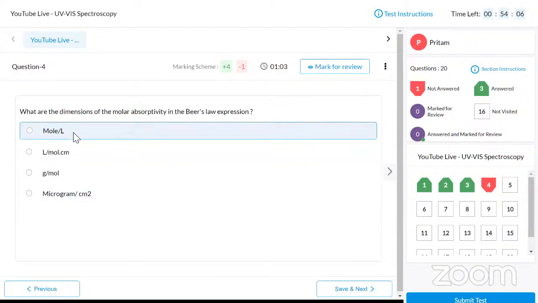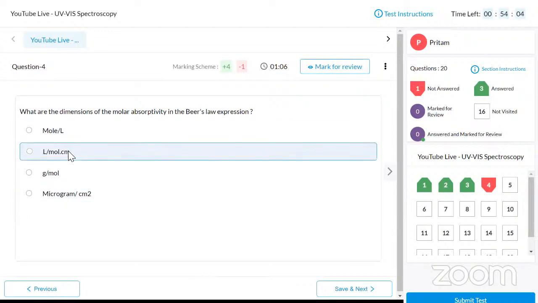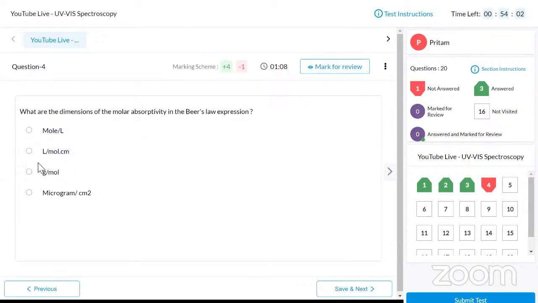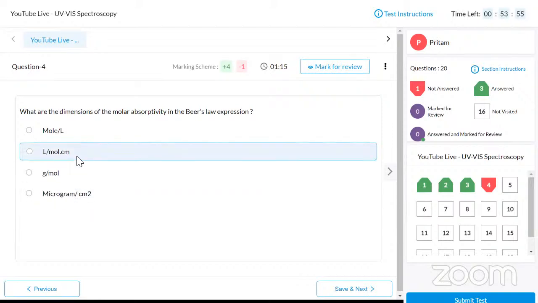Now I have options A and B. It is moles per liter, or it can be liters per mole into centimeter. Since it is not centimeter square, but centimeter may be there in the Beer-Lambert's law. Why? Because it also depends upon the path length, basically the length of the cuvette in which you place your sample. So that also becomes a deciding factor for your UV absorbance.